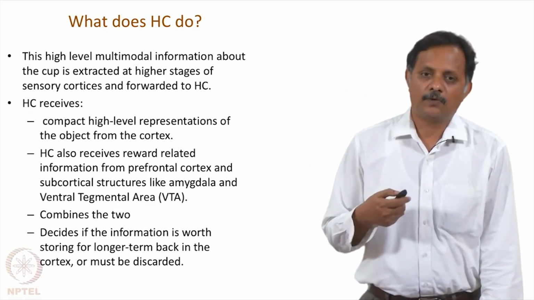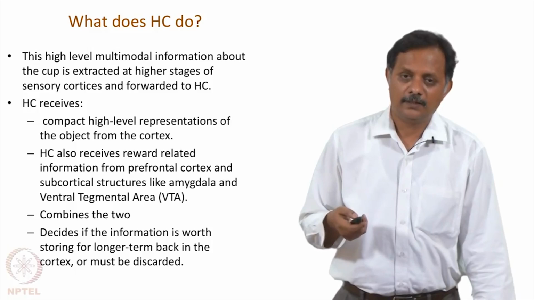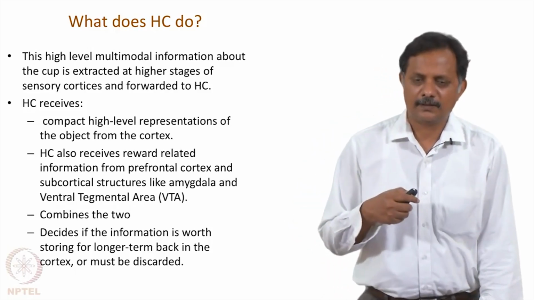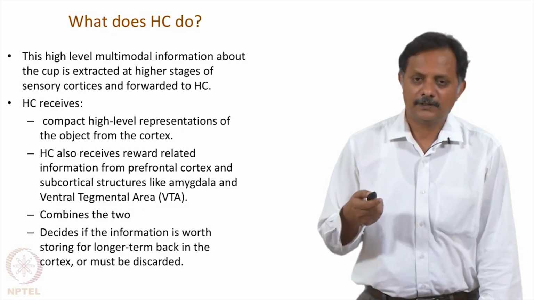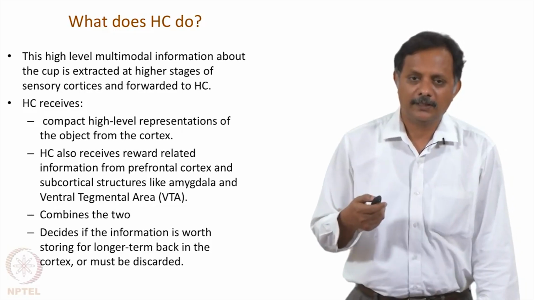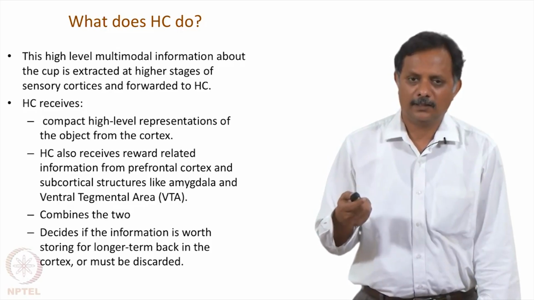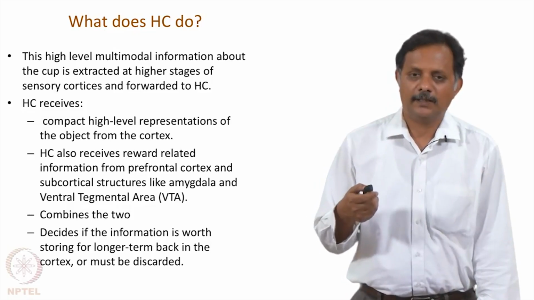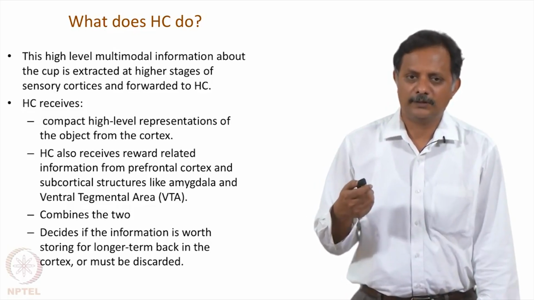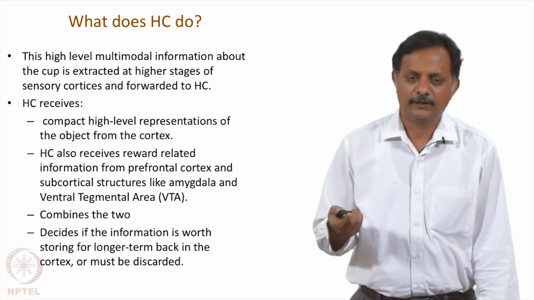It also receives reward related information from the prefrontal cortex and subcortical structures like amygdala and ventral tegmental area. So, we have seen in some of the previous lectures that the neurons of ventral tegmental area, which release a substance called dopamine, right, represent reward. So, these areas and also prefrontal cortex, they project to the hippocampus, and here the hippocampus is informed about the reward associations of the object.